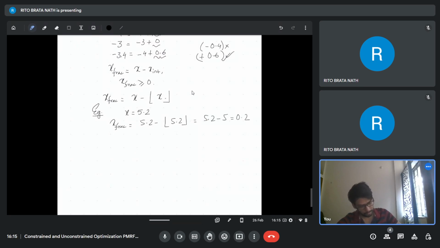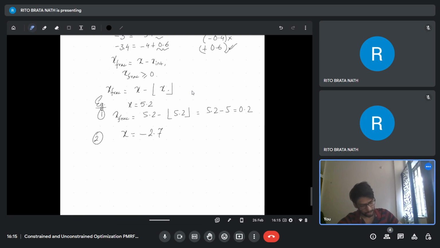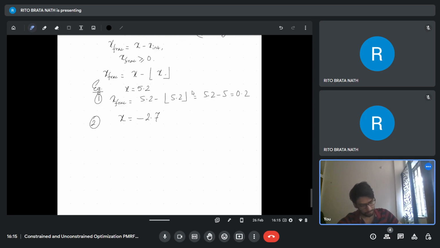Now, second one, say x equals minus 2.7. Then x fractional is minus 2.7 minus floor of minus 2.7. The floor of minus 2.7 is minus 3. So that's minus of minus 3, and you will get back 0.3. So that's how you get the fractional part, right?